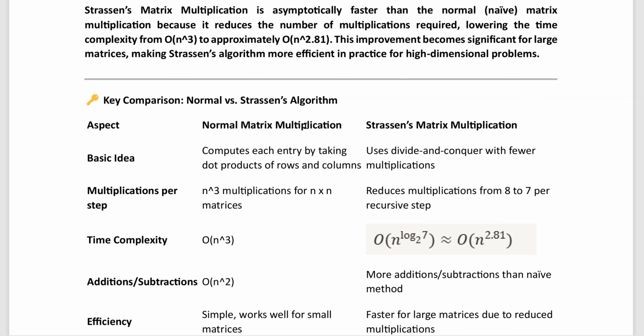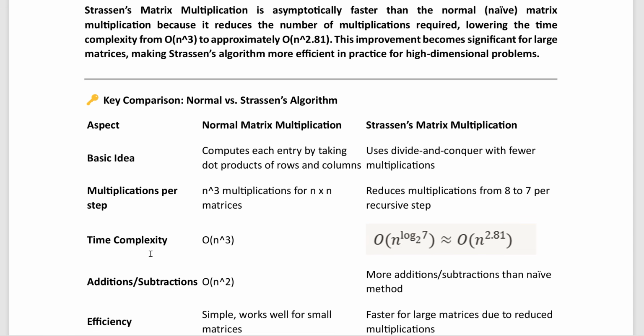The basic idea behind normal matrix multiplication is that it computes each entry by taking dot products of rows and columns. Whereas in Strassen's matrix multiplication, the basic idea is to use divide and conquer with fewer multiplications. The multiplications per step in normal matrix multiplication are n raised to power 3 for n into n matrices, whereas in Strassen's, the multiplications required reduce from 8 to 7 per recursive step.